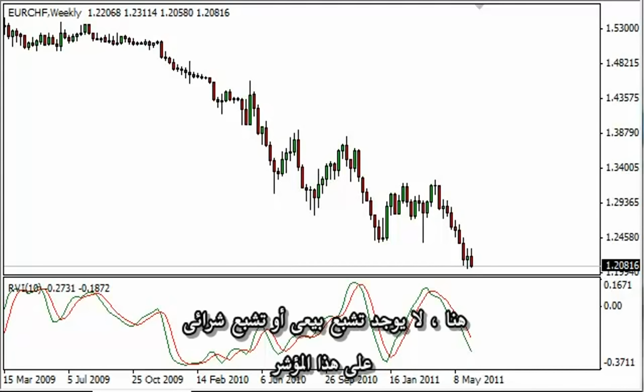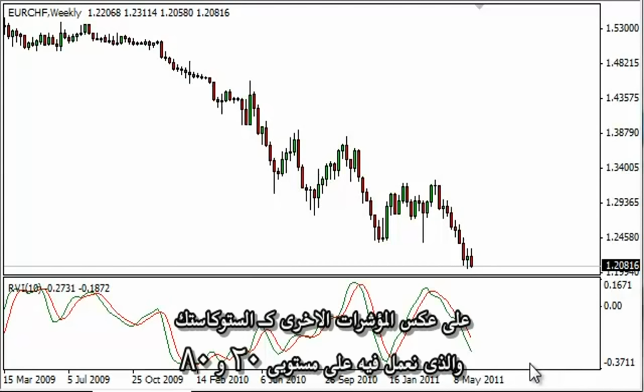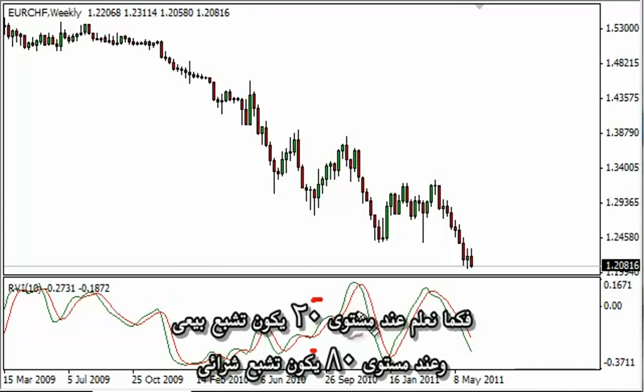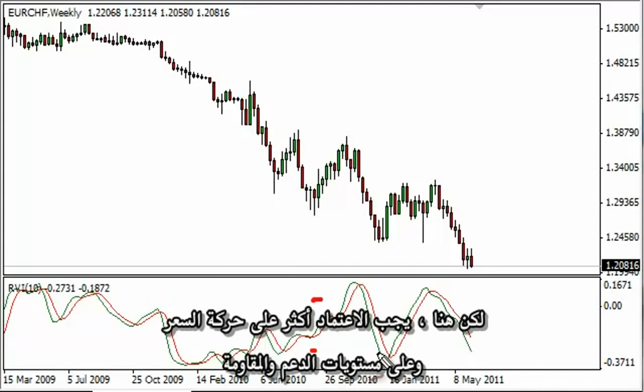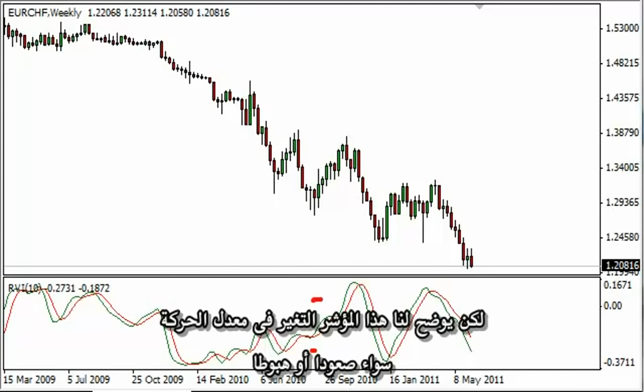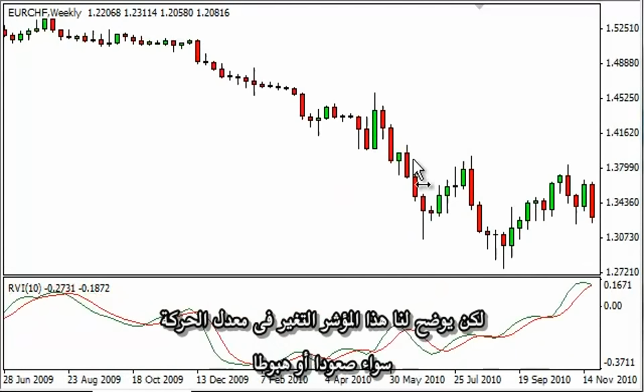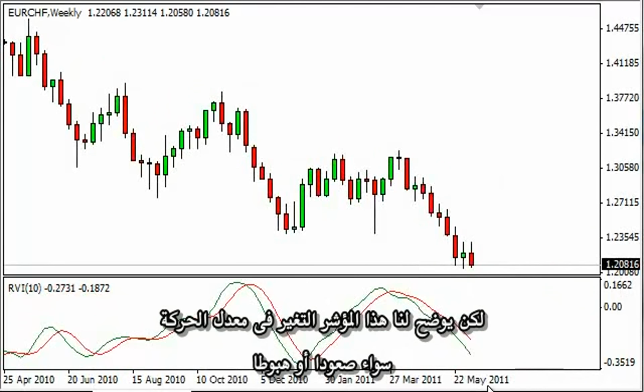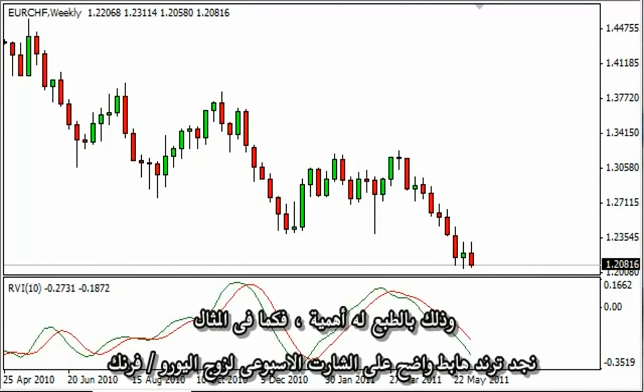There is no actual overbought or oversold part to this indicator. It's very similar to stochastics. Unlike stochastics, though, there is no 80 and 20 level that, once it's down here, it's oversold, and once it's up there, it's overbought. You have to rely more on price action and support and resistance for that. But what you do get is a measure of whether or not momentum is rising or falling. And that's very important.